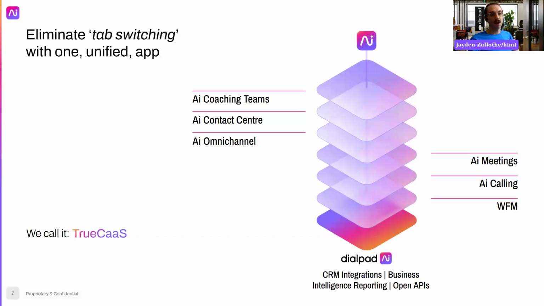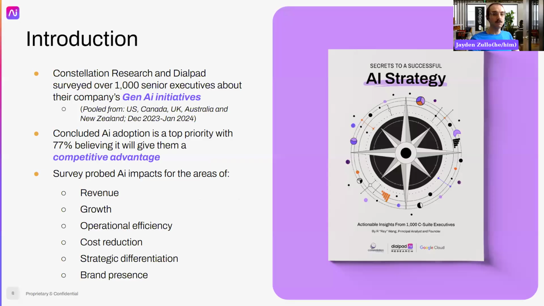So here is an outline of what our tool does, and keep this in mind for the content we're about to go through, because as we move through, the research that I'm referring to is called the Secrets to a Successful AI Strategy.